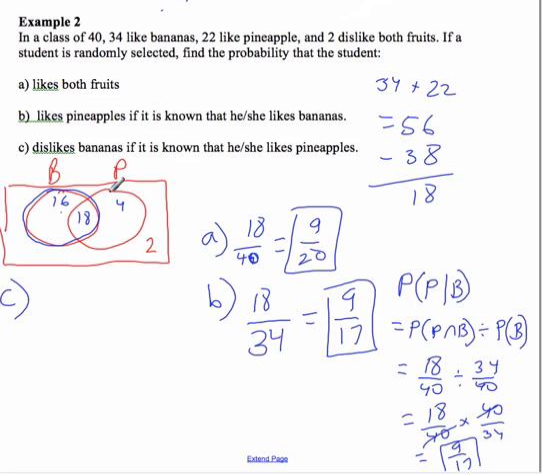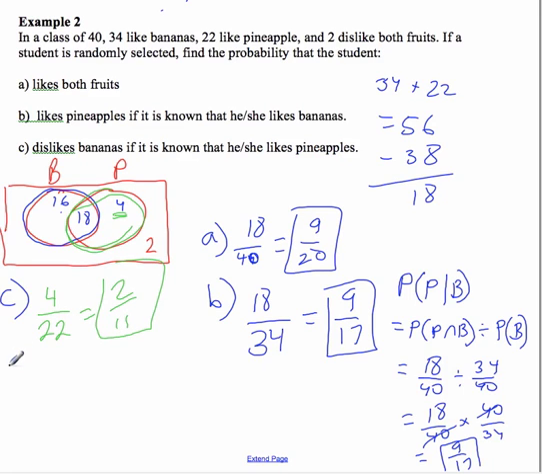So he or she likes pineapples, so we're talking about these people. Now, what's the probability that this person dislikes bananas? So how many of these people dislike bananas? That's actually 4. These are the people who don't like bananas. So this probability is going to be 4 out of, and the total people in this circle is 22, so that's 2 out of 11.